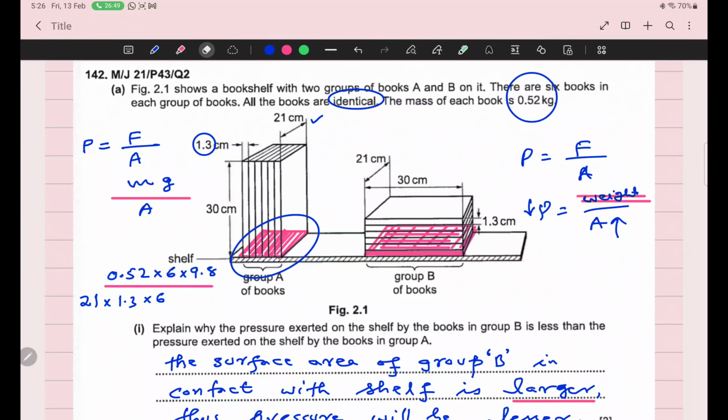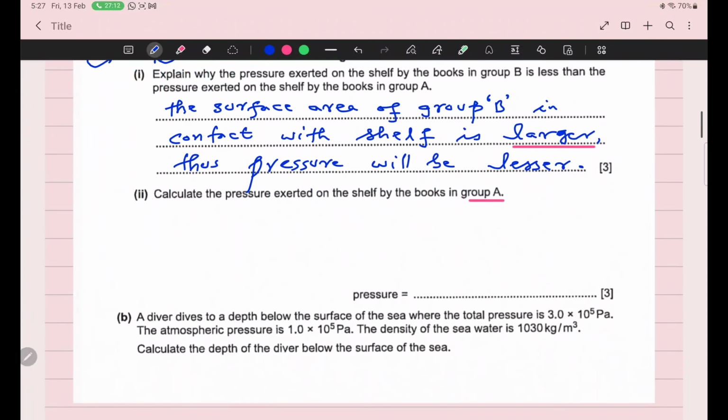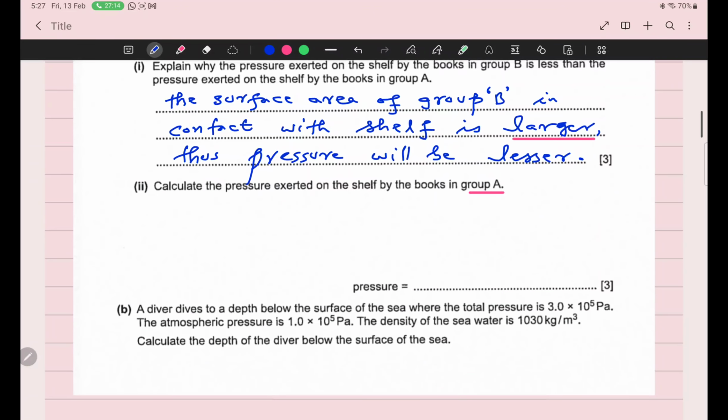We have two methods of converting centimeter into meter. Method number one is that centimeter is replaced by exponent minus 2. This exponent minus 2 for 21 and this exponent minus 2 for 1.3. We are given numbers, so we are converting into force. We are not given any condition to convert into meter.